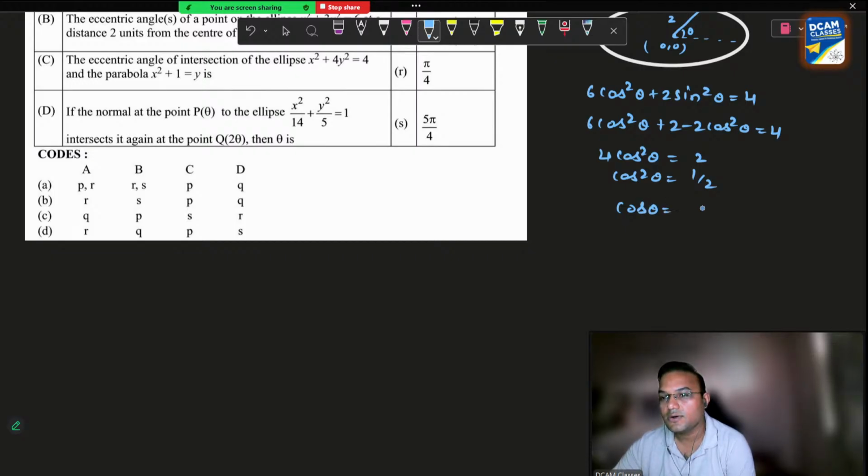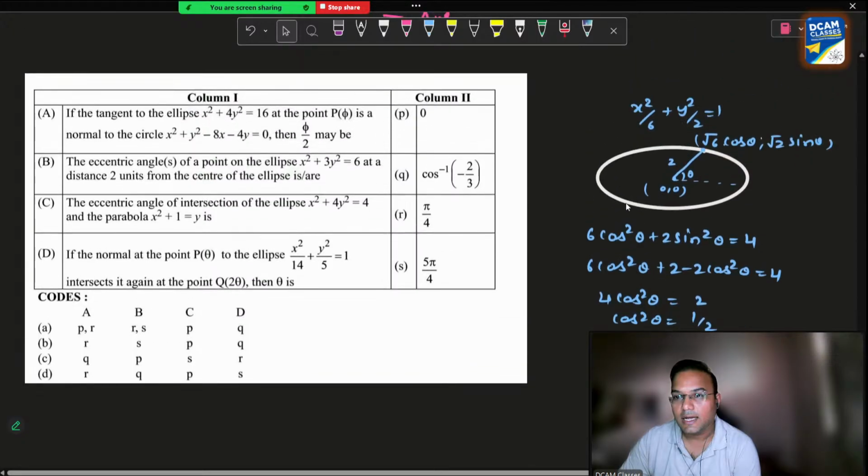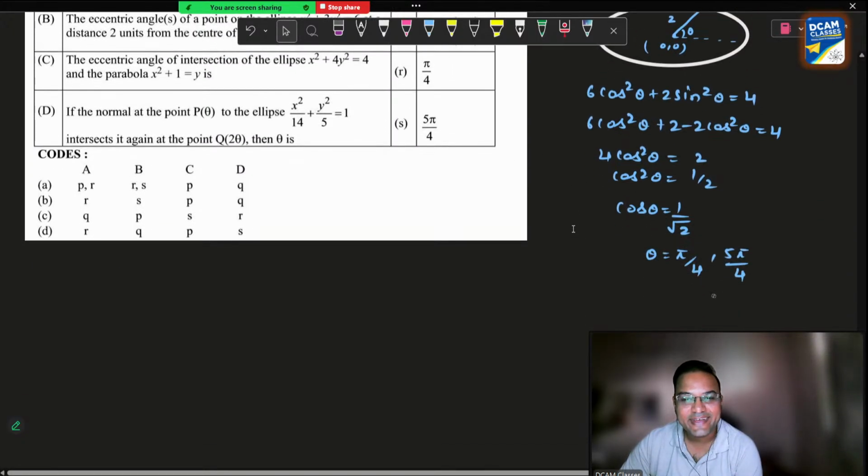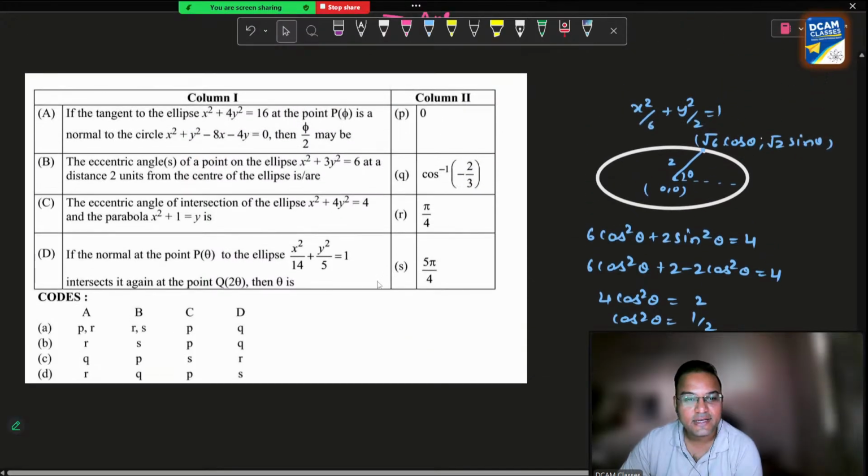So one answer is pi by 4 and one more answer can be there, 5 pi by 4. Let me check the answer. So I think it's option A only, because the other option is... I didn't think this would be tough for you. I don't know where you got stuck. Multiple answers are there.